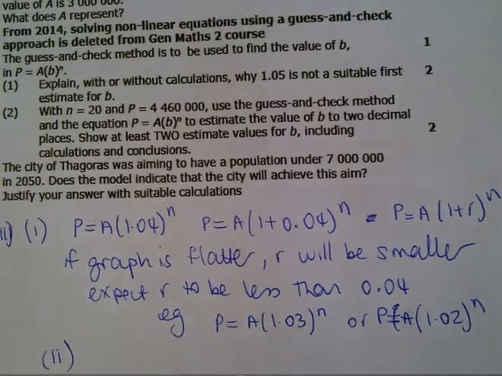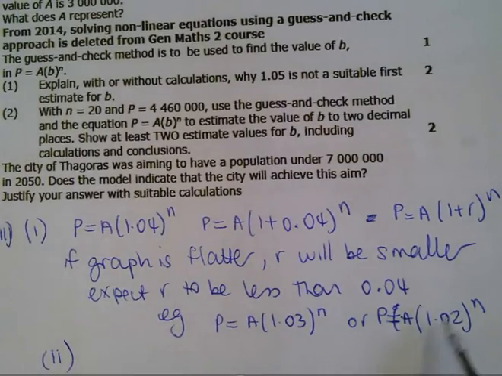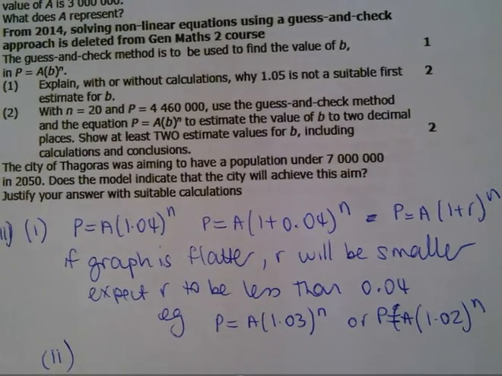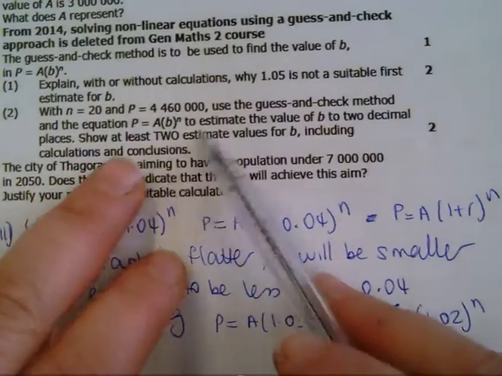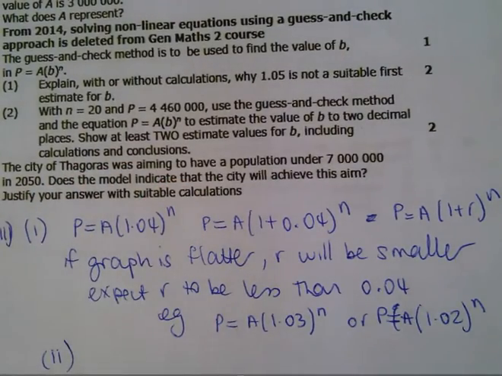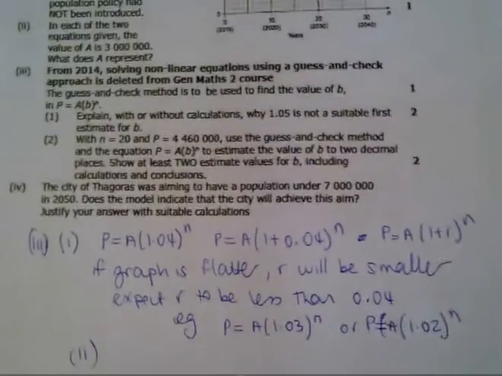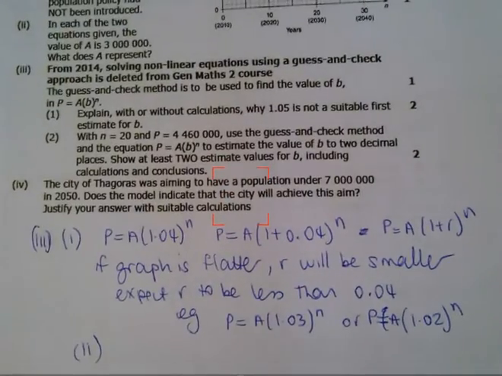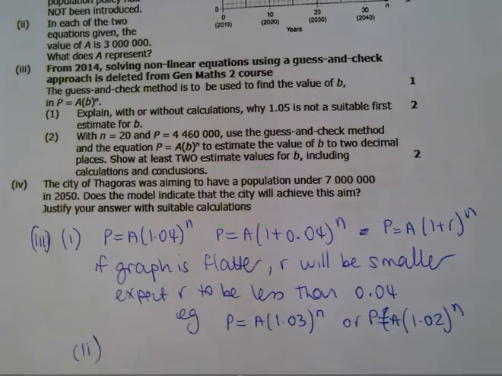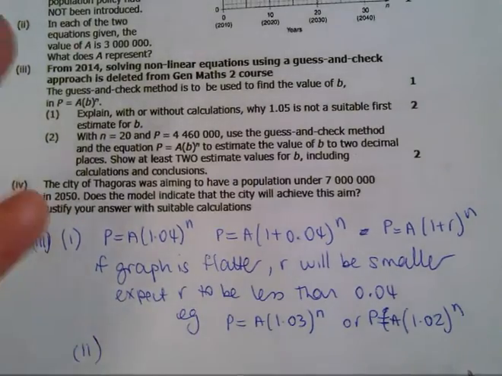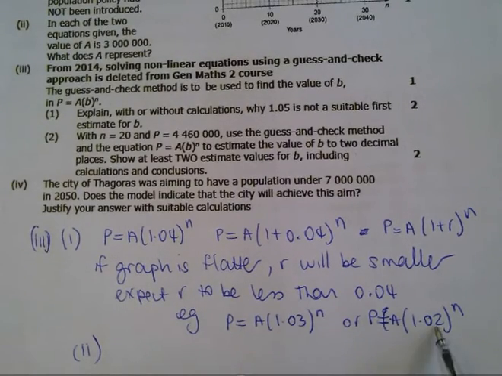Now we already know that it's going to be either 1.03, 1.02 or 1.01. It's got to be one of those, all right? But you don't have to do it anymore. They do say show at least 2 estimate values for B. But just by our reasoning and knowing what the graph should look like, we should know it should be one of those. If we were to try one, I wouldn't try 1.03 first. I'd try 1.02, because if it's too low, you can always try the 1.03, all right?